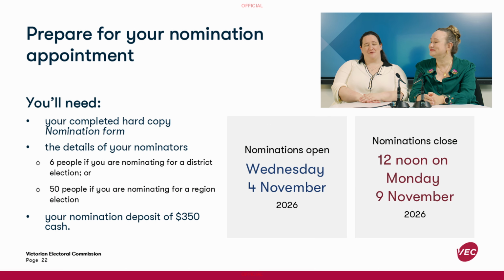Make sure you have everything ready for your nomination appointment. You'll need your completed hard copy nomination form, the details of your nominators, 6 people if you're nominating for a district election or 50 people if you're nominating for a region election, and your nomination deposit of $350 cash. The nomination deposit must be paid by cash. We cannot accept personal checks, card payments, EFTPOS, or money orders.